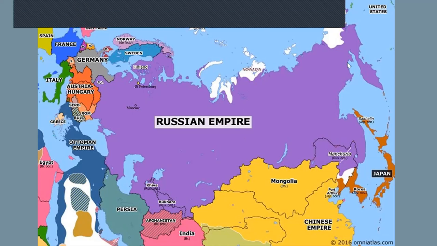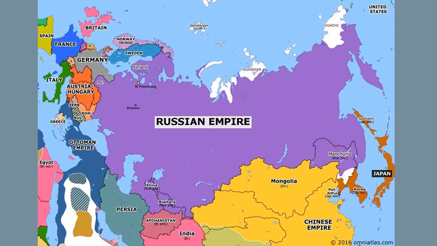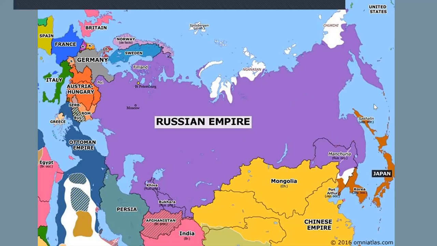This will be in four parts, and we're dealing with the first part today, which is to do with the Russian Revolution period, which obviously starts the whole USSR going. The first picture you can see in front of you is of the Russian Empire.